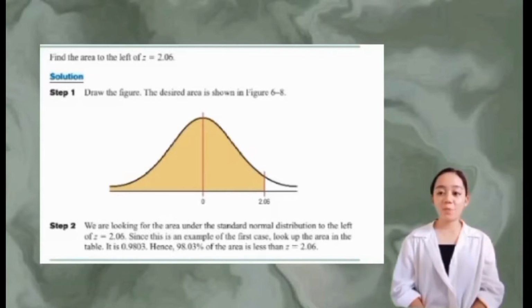Since this is an example of the first case, look up the area in the table. It is 0.9803. Hence, 98.03% of the area is less than z, which is equal to 2.06. As you can see, the shaded part is from 2.06 up to the left side because we are asked to find the area of the left of z, which is equal to 2.06.